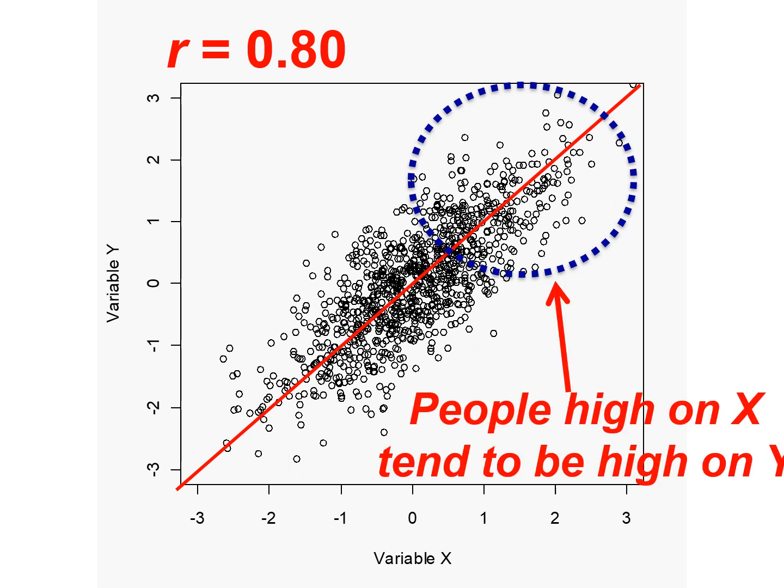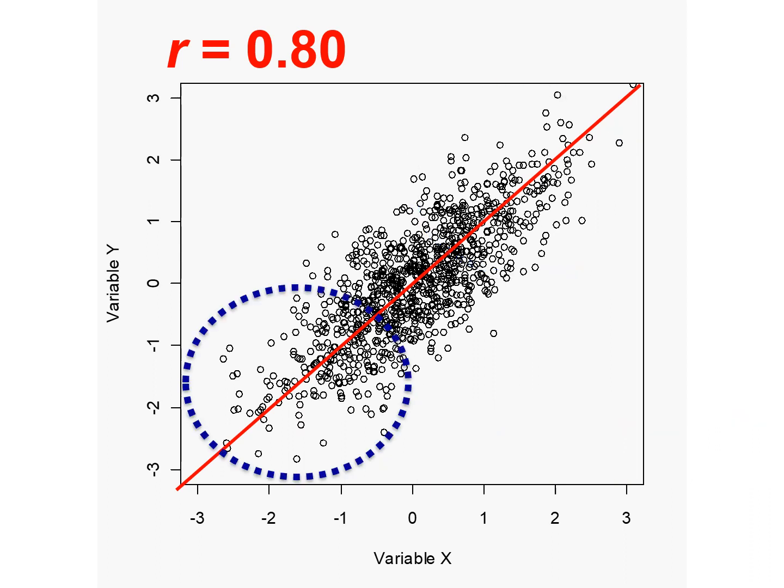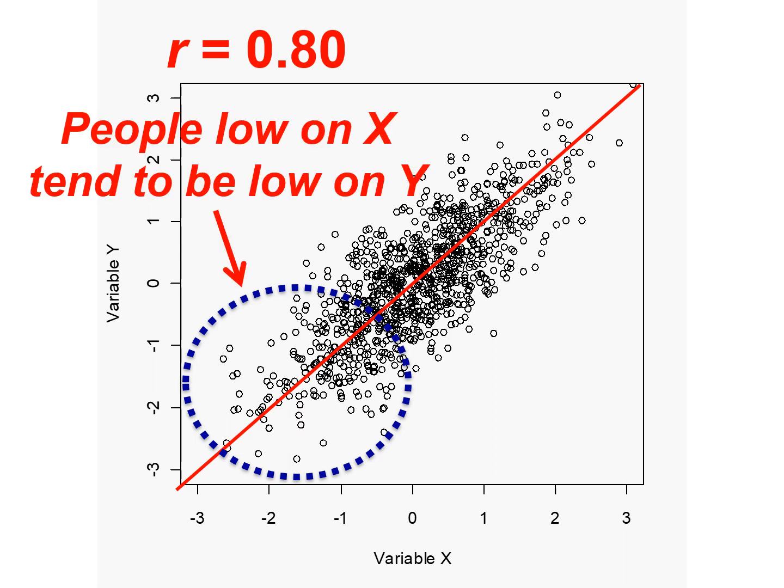When x and y are positively correlated, there are a lot of people in this upper right corner because people high on x also tend to be high on y. There are also a lot of people in this lower left corner. These have low scores on x and low scores on y. When x and y are positively correlated, people low on x tend to be low on y.